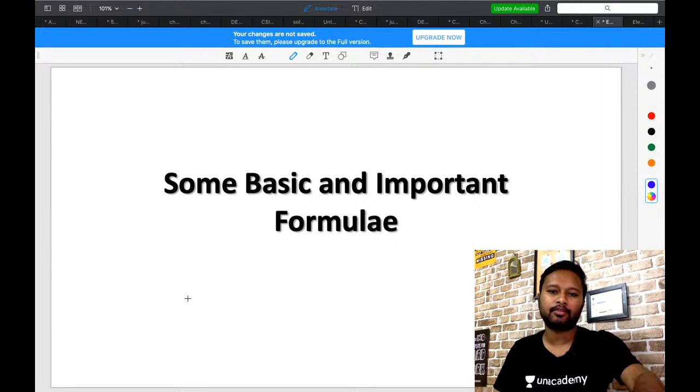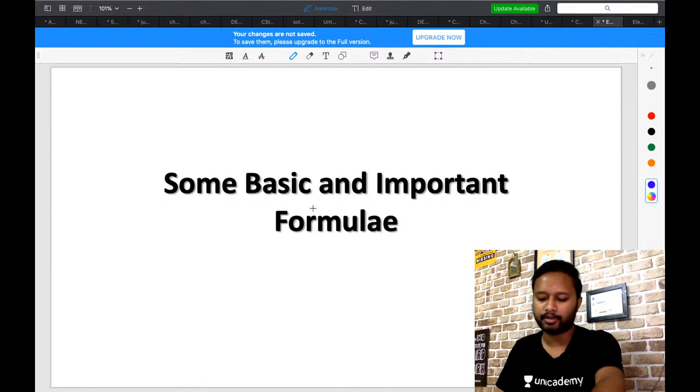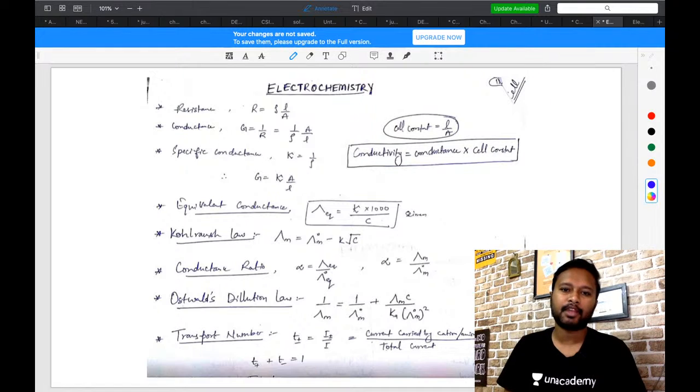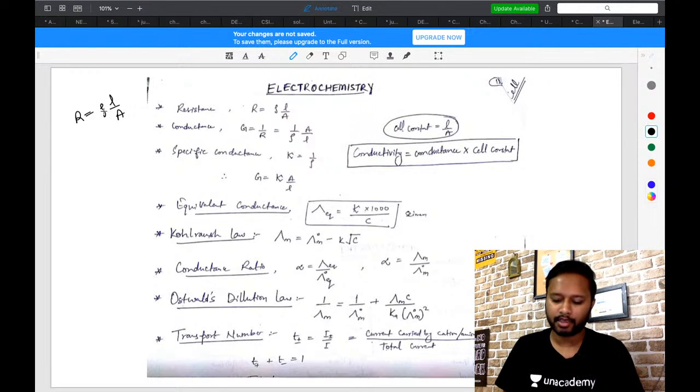So let's go for some basic and important formulas first of all. I'll start from the very basic, the resistance formula. Resistance R is equal to rho L upon A. R is your resistance, and rho is called resistivity. It's the property of the material by virtue of which it resists the flow of current through it. That is called resistivity.